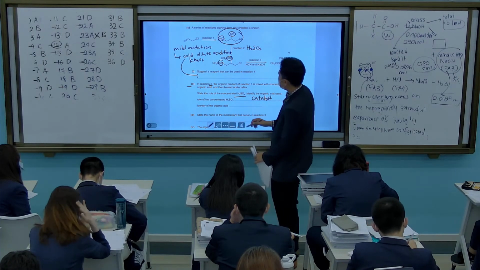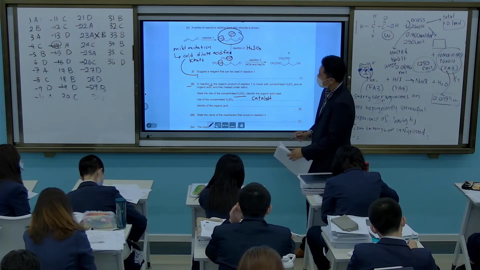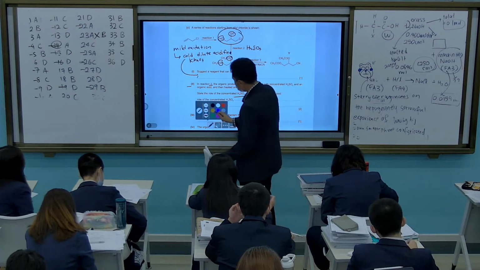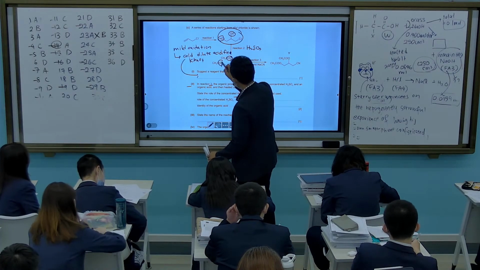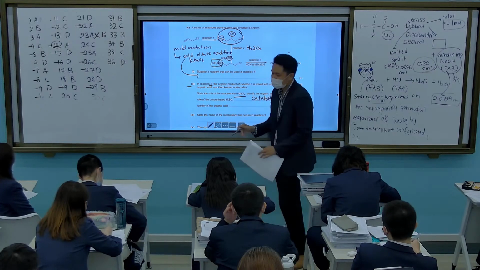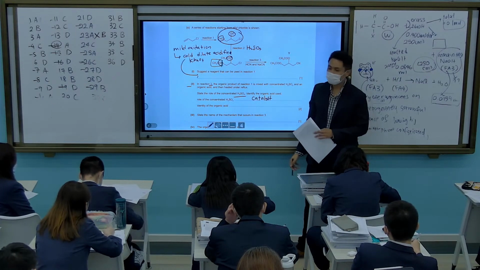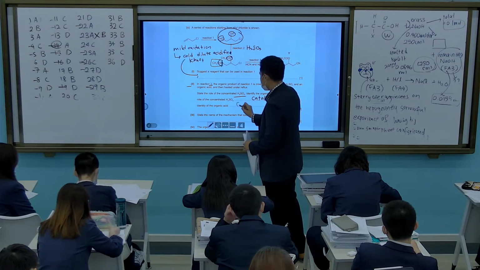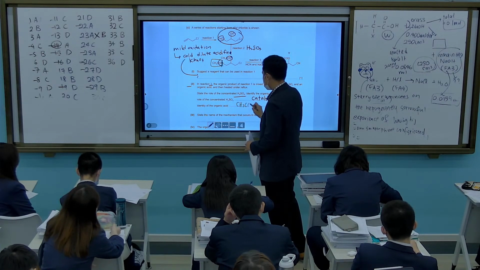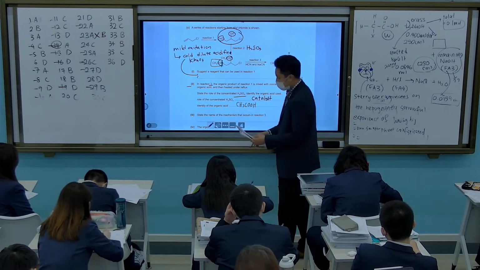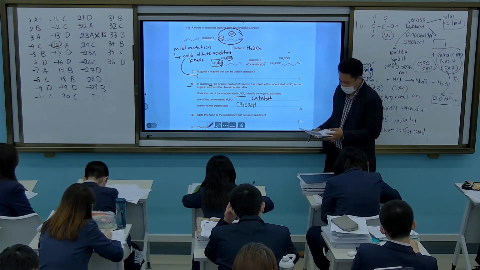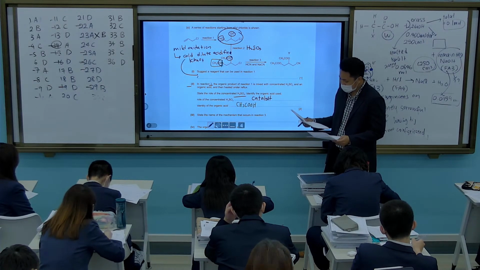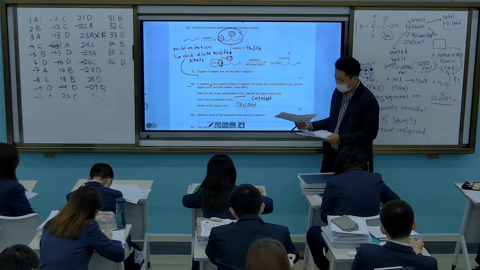Catalyst. Organic acid here, identify the identity of the organic acid. So it's this one, right? But how many carbons? Carboxylic acid, 2 carbons, because can you see here there's 2 carbons. So it's CH3COOH.